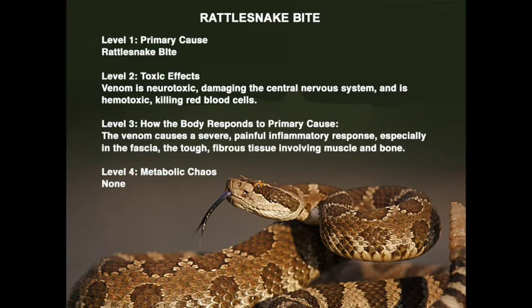Next, we're looking at a rattlesnake bite, which involves Levels 1, 2, and 3. So Level 1, the primary cause, is the rattlesnake bite. Level 2, the toxic effects of the venom cause pain and tissue damage. The venom is neurotoxic, damaging the central nervous system, and also hemotoxic, killing red blood cells. Level 3, how the body responds to primary causes. The initial bite produces a severe inflammatory response, especially in the fascia, which is the tough fibrous tissue involving muscle and bone.